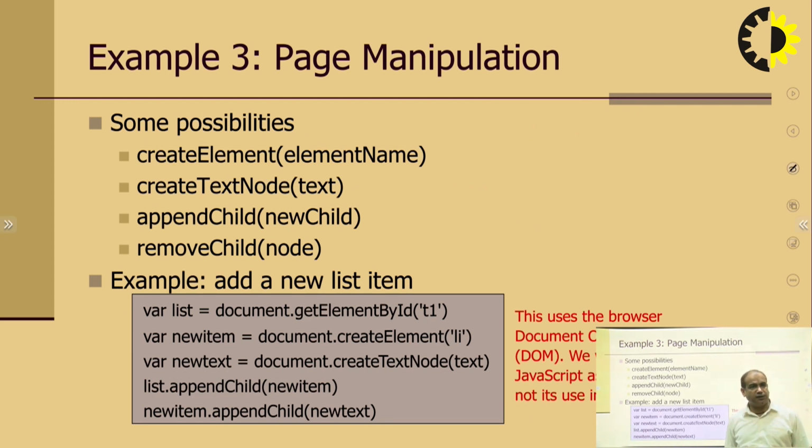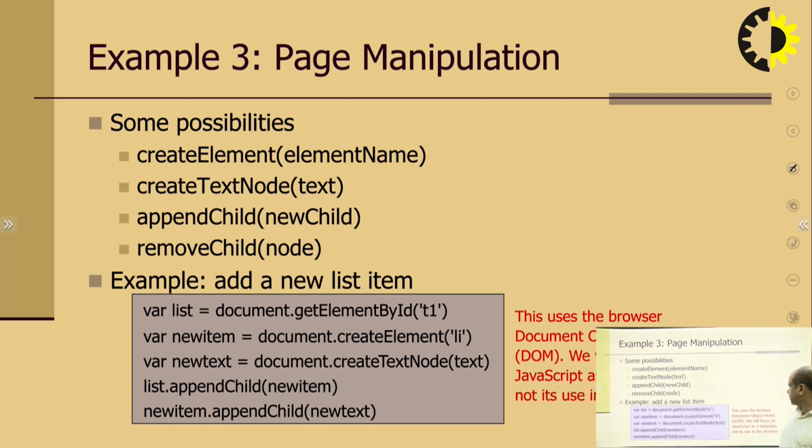Next is page manipulation. In page manipulation, we have to use createElement with name, createTextNode, appendChild with new child, and removeChild. So an example is there. We have to define a variable list: document.getElementById t1. I told you earlier that we can use DOM object methods here, so that is document.getElementById. So that t1. Next, the new item: document.createElement li. The new text equals document.createTextNode. So list.appendChild new item, and newItem.appendChild new text.